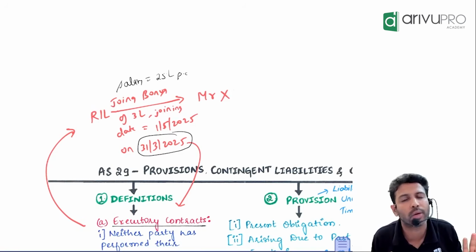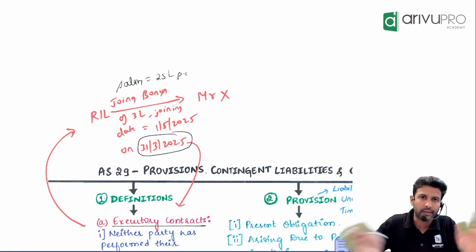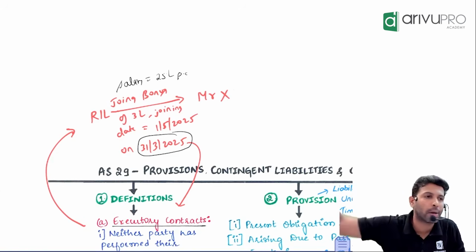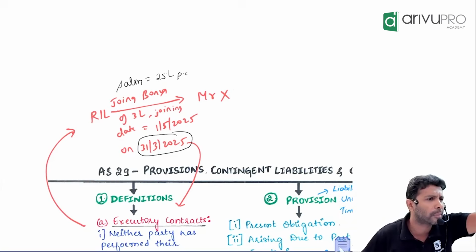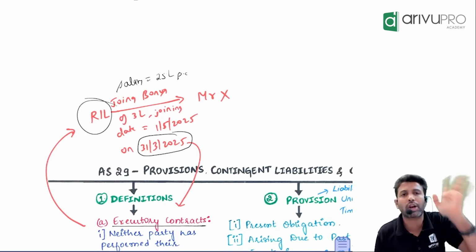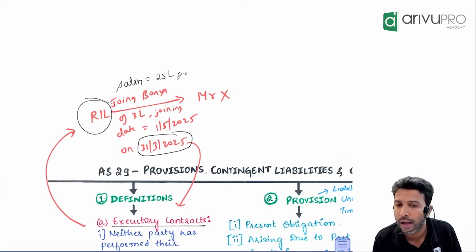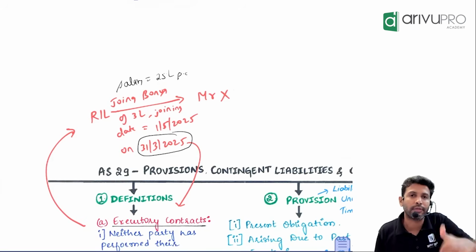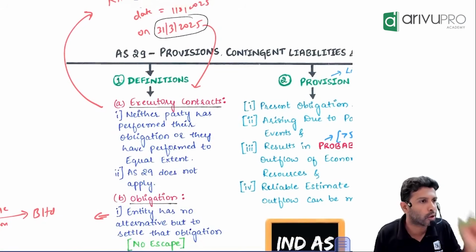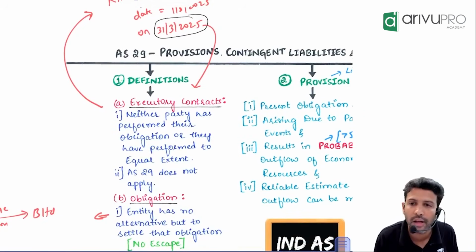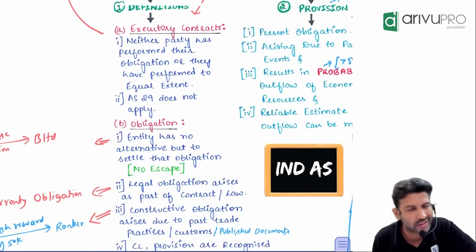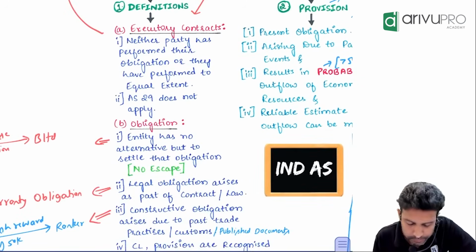That only is an executory contract: a contract where neither party has performed their obligation, or both the parties have performed their obligation to equal extent. Equal extent means Reliance also has signed, X also has signed. Such a contract we call an executory contract. Why do we need this? If it is an executory contract, AS 29 will not apply. For executory contracts, AS 29 does not apply. That's the reason we need to know. Again, not that important from an examination viewpoint as far as I am concerned.